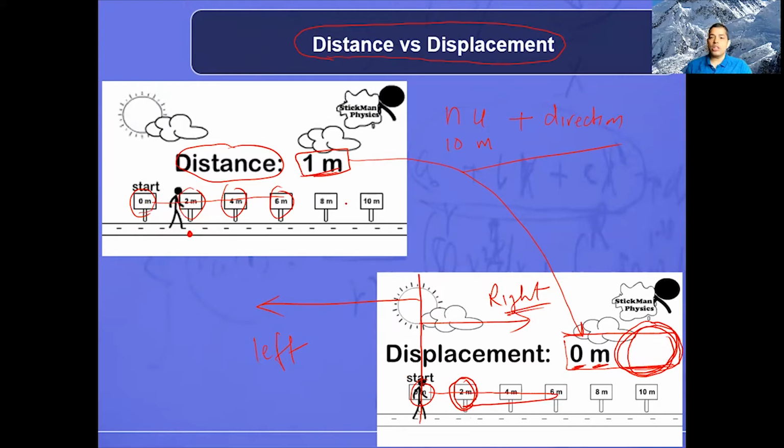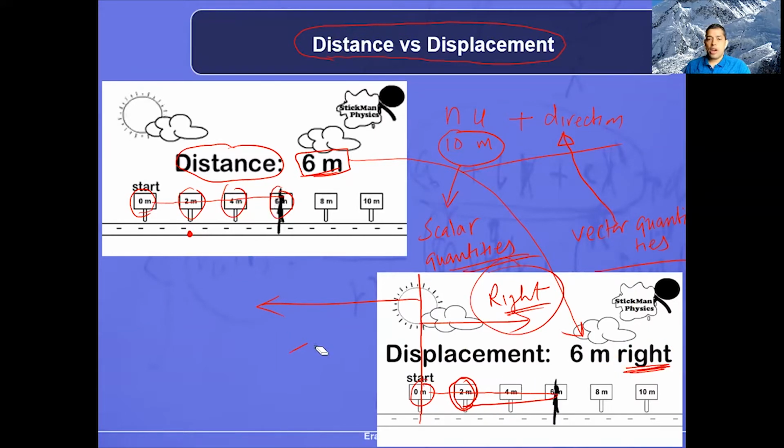So such quantities which are described by a number and a unit, just a number and a unit, are called scalar quantities. But the other kind of quantity here, as you can see, has not only a number and a unit, but also the direction. So number, unit, plus direction: those quantities are called vector quantities.